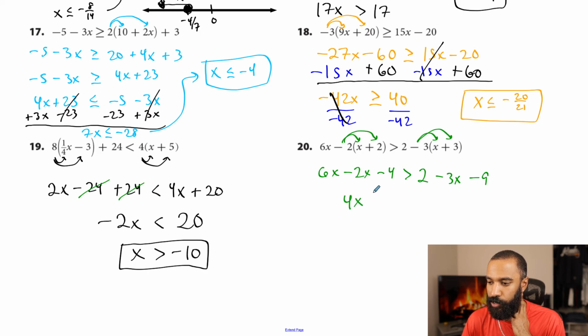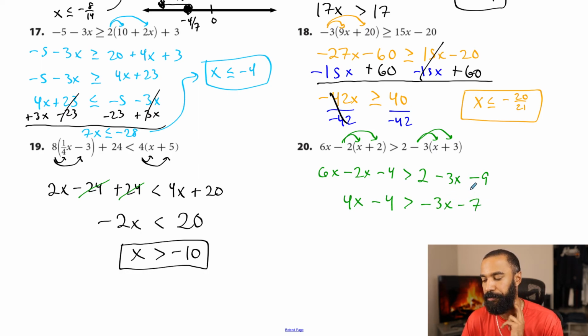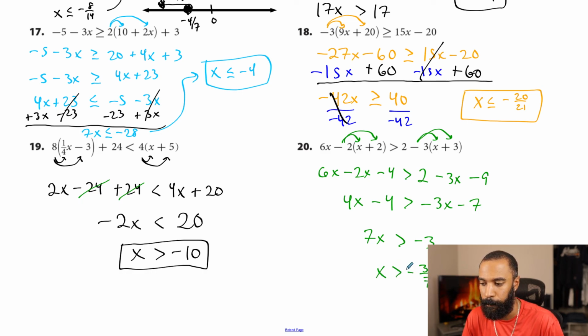6x minus 2x is 4x. There's a minus 4 that remains. 2 minus 9 is negative 7. So I have negative 3x minus 7. Move things around. If I add the 3x over, I'm going to get 7x. If I add the 4 over, this will give me negative 3. Negative 7 plus 4 is negative 3. 7x is greater than negative 3. Divide both sides by 7. X is greater than negative 3 sevenths.